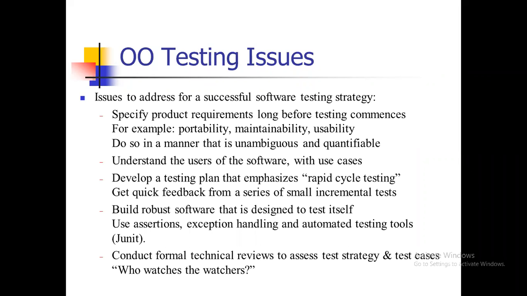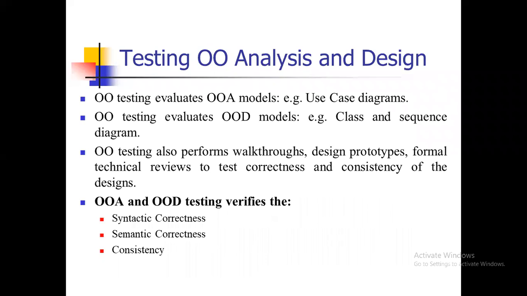And we have to conduct the formal technical reviews to assess test strategies and test cases. These are some issues in object-oriented testing. So we have to follow the parameters for object-oriented testing: object-oriented analysis and object-oriented design models. Then coding techniques, which coding techniques we are going to use. Then the next one is testing object-oriented analysis and design.